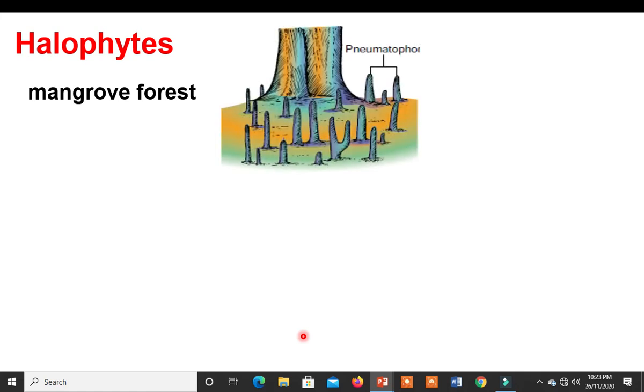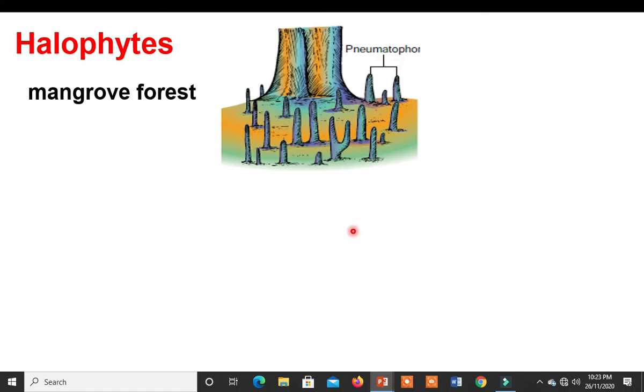Halophytes are plants that live in salt soil. They are on the sides of seashore or mangrove areas. They live in marshy areas. The salt level is very high. They have two kinds of roots. One kind of roots grows above the soil level for the purpose of breathing. These roots are called pneumatophores. So they live in marshy areas.